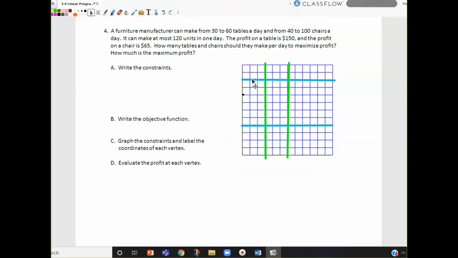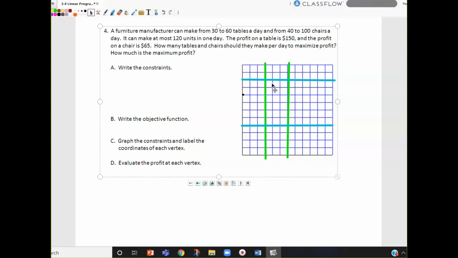Okay, so then we have a furniture manufacturer can make 30 to 60 tables a day and 40 to 100 chairs a day. It can make at most 120 units in one day. The profit on a table is 150 and the profit on a chair is 65. How many tables and chairs should they make to maximize their profit? What is their maximum profit?